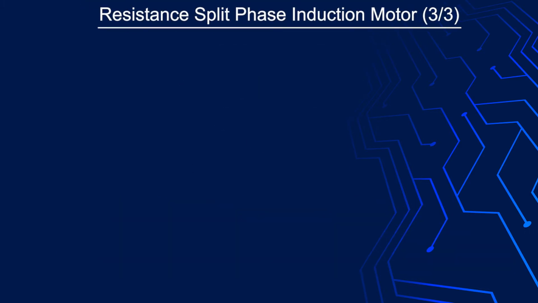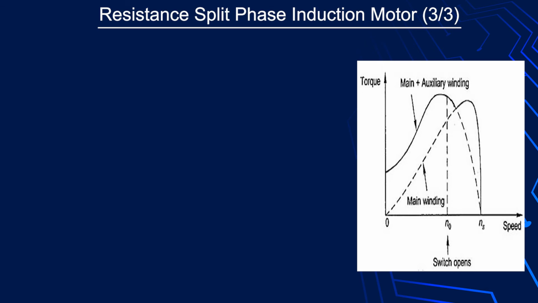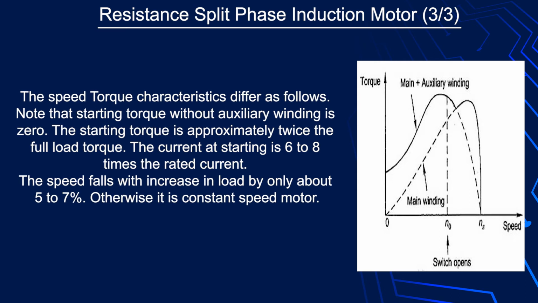Now once we are able to understand the phasor diagram, we can have a view on the torque speed characteristics. Here we can see that the starting torque without the auxiliary winding is 0, and the moment you have a main and auxiliary winding, you will get a torque which is approximately twice the full load torque. But the drawback is that you have got a starting current which is 6 to 8 times the rated current.